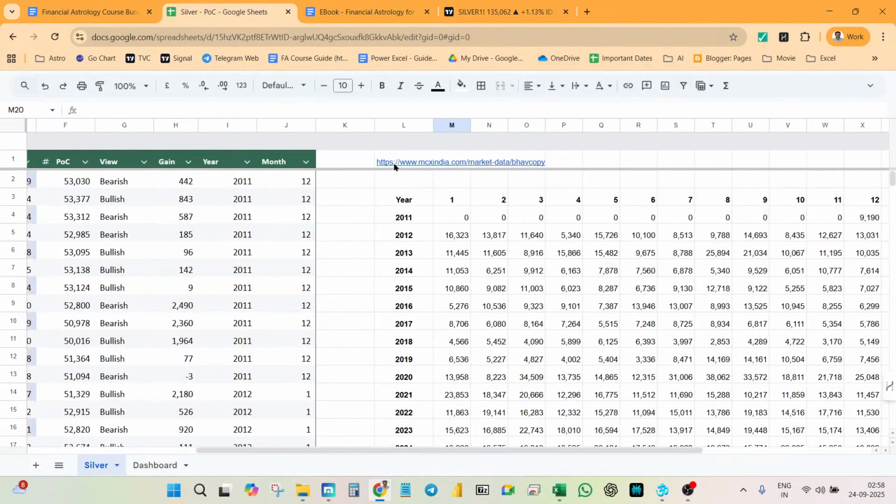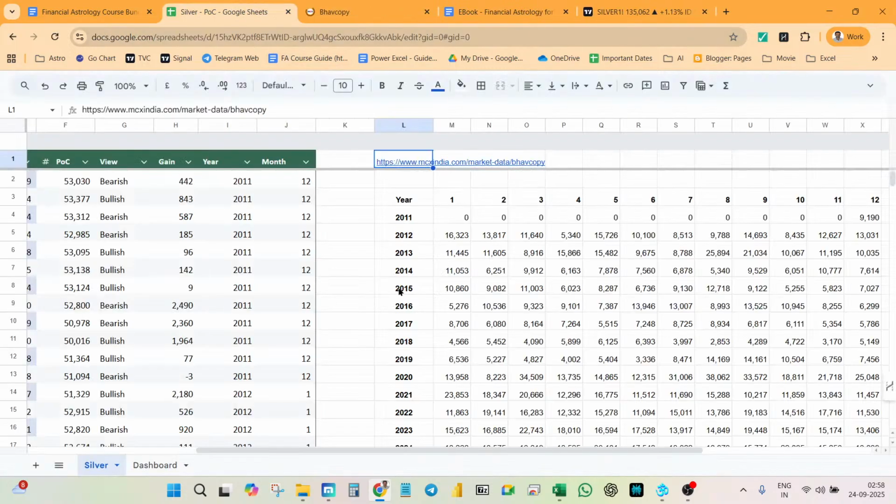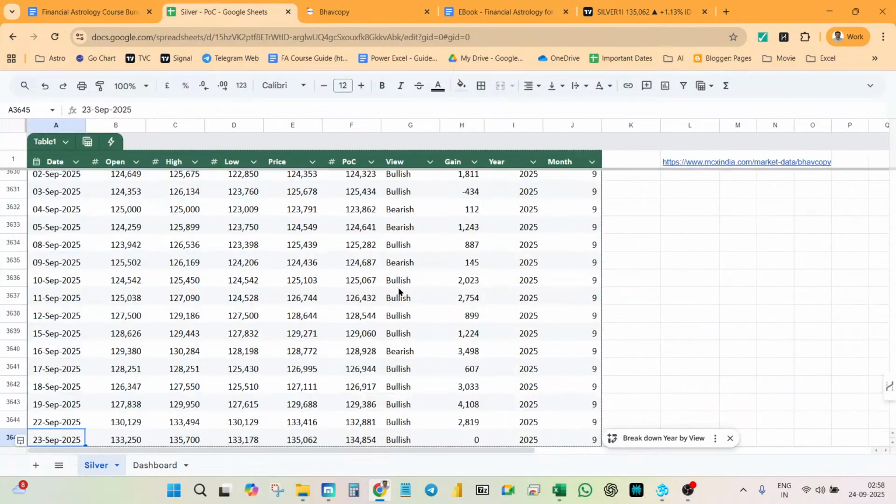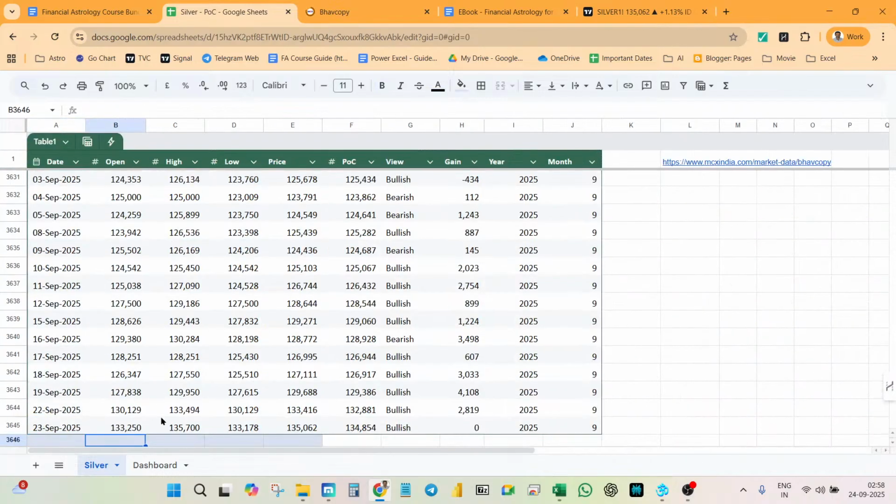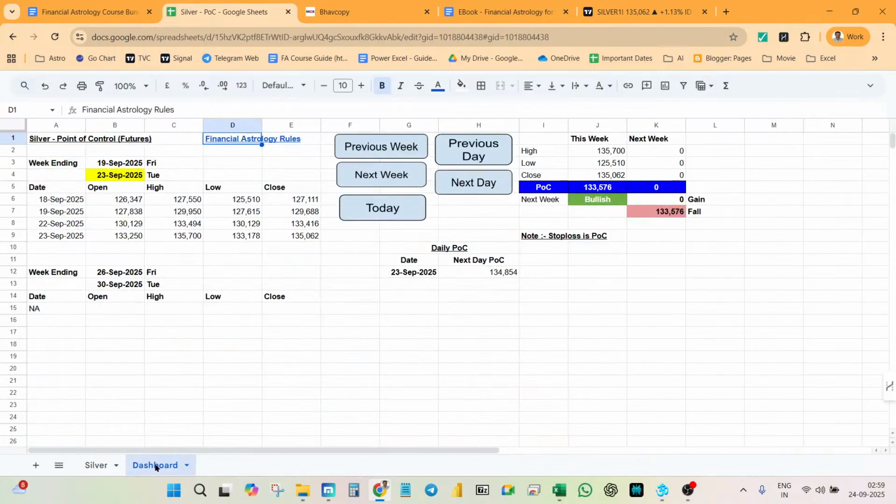You can go through the link given here, download the BAV copy, and update the values here. Once you update the values, you can go to the dashboard and access the data, and you can get the view for any week whatever you want. So 13 years of data I just updated here.